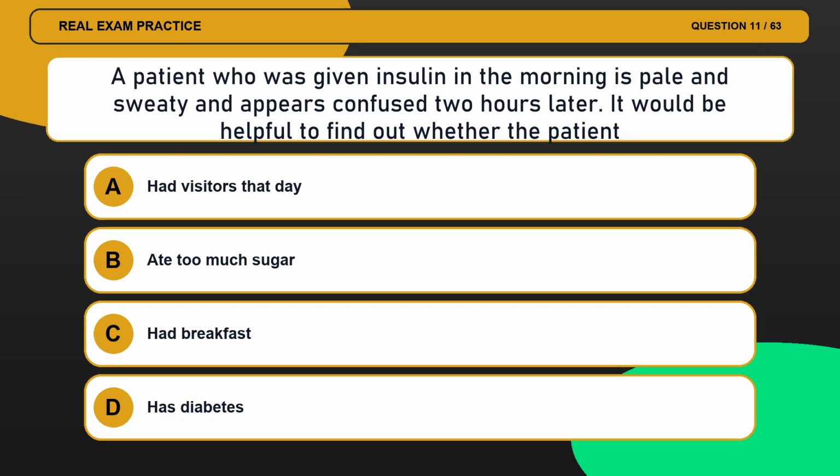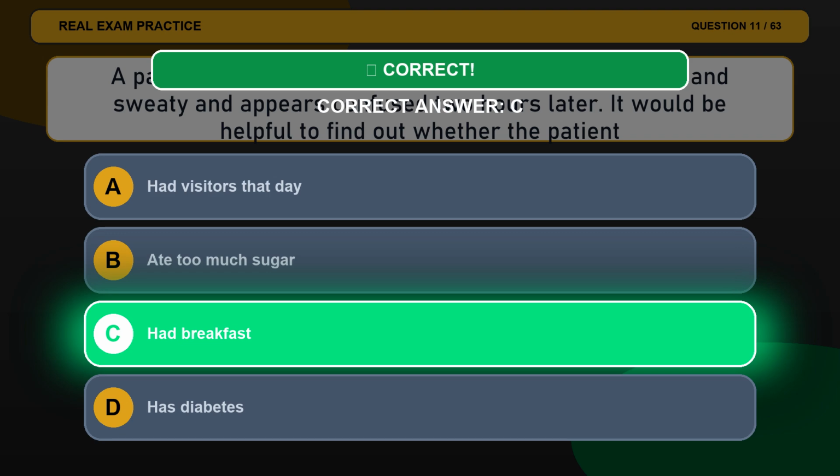Question 11. A patient who was given insulin in the morning is pale and sweaty and appears confused 2 hours later. It would be helpful to find out whether the patient, option A, had visitors that day. Option B, ate too much sugar. Option C, had breakfast. Option D, has diabetes. The correct answer is option C, had breakfast.